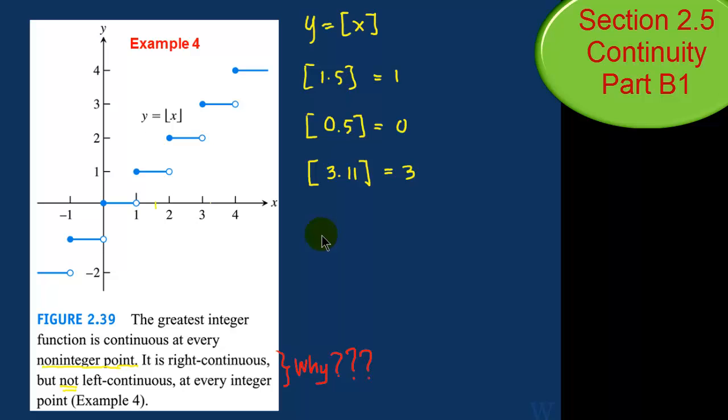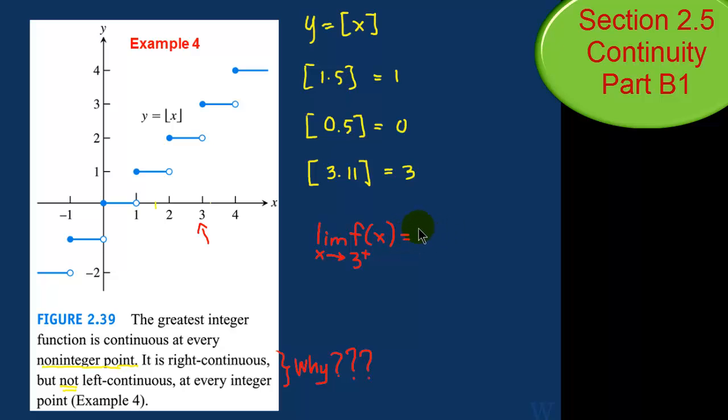Well, let's examine the limit of f of x. Let's just choose, say, 3. I mean, we could use 1 or any of the integers, -1, 0, and so on and so forth. But I'll just pick 3 randomly. What is the limit of f of x as x approaches 3 from the right? Okay, I am approaching 3 from the right, and what is the limit?